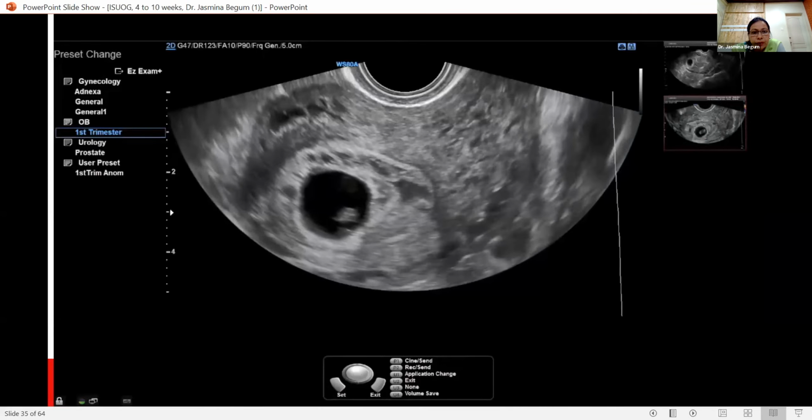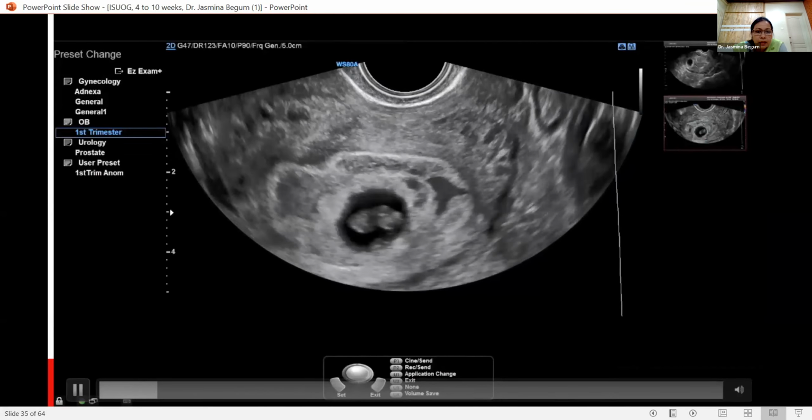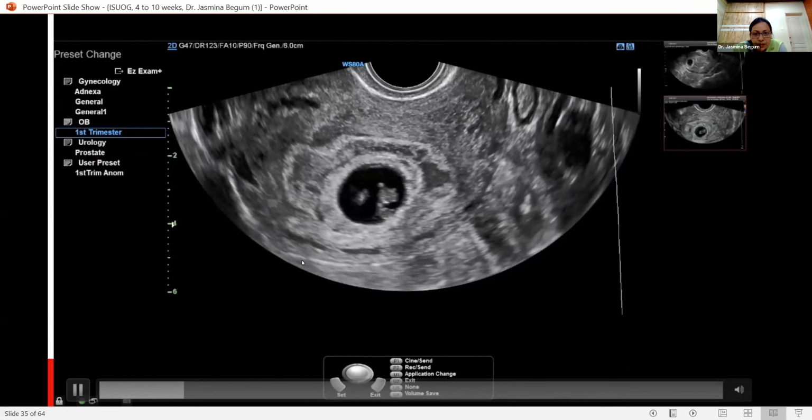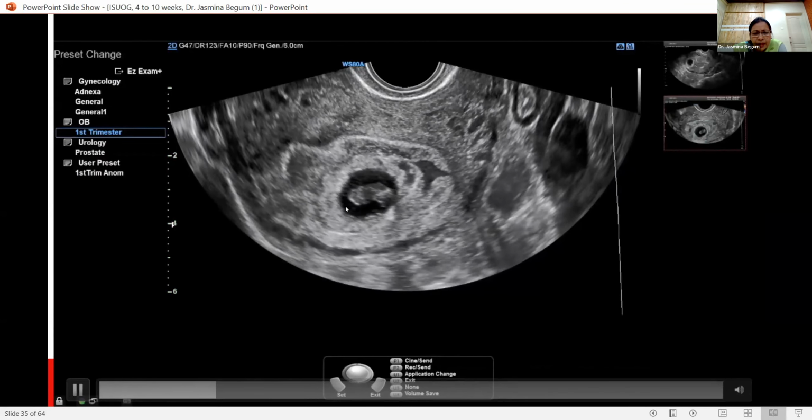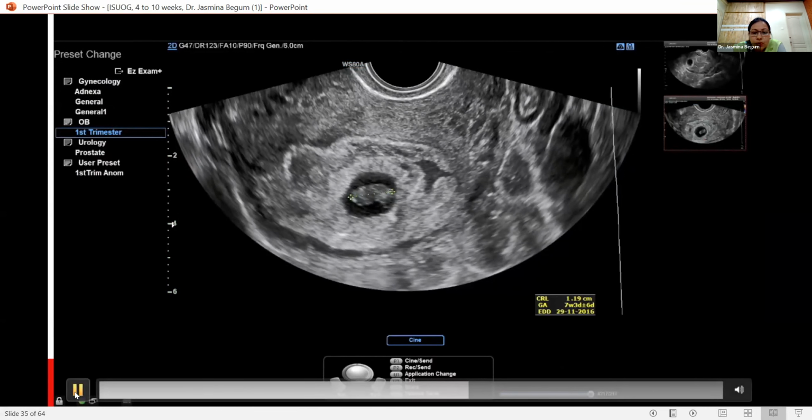In this video, you can see a transvaginal scan of a fetus. The embryo is seen, thorough scanning was done, and there was no cardiac activity. The CRL is taken, and it comes to around 11 millimeter, which is more than or equal to 7 millimeter, but there is no cardiac activity. So that is a sign that it's a case of miscarriage.